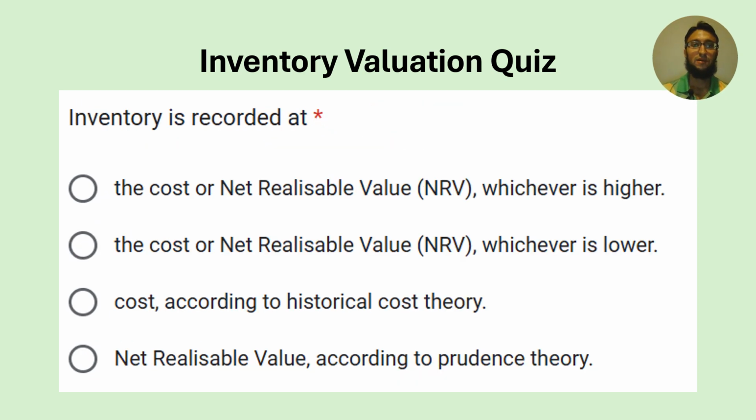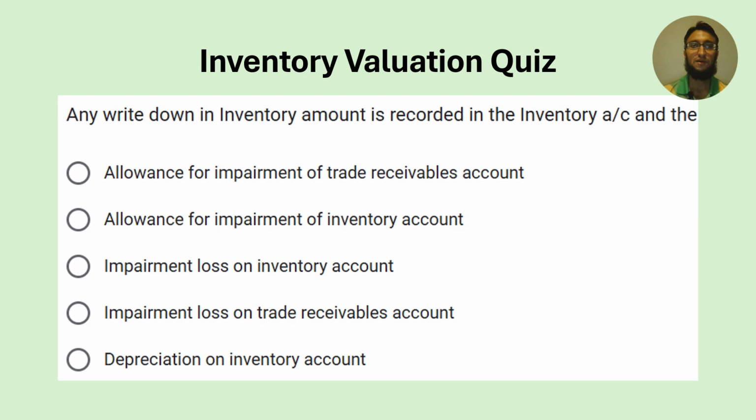Right, next question. We can see that inventory is recorded at the lower of cost or net realizable value. That is according to the inventory valuation method or inventory valuation rule. Okay, next question. Any write-down in inventory amount is recorded in the inventory and an expense account that is also known as the impairment loss on inventory.